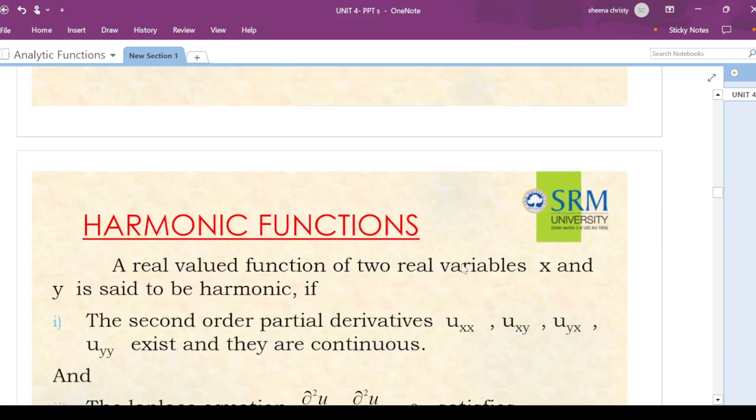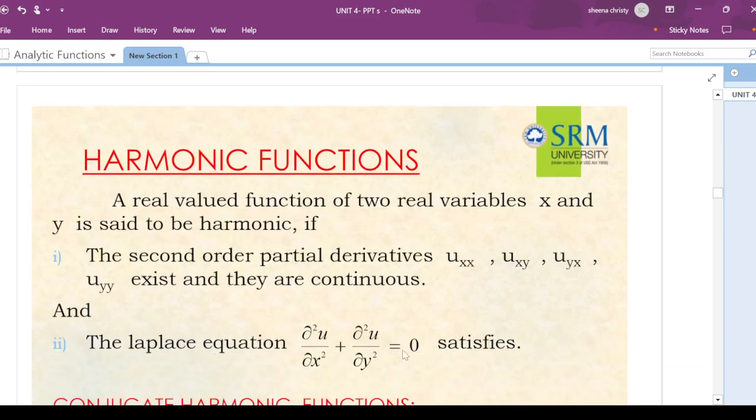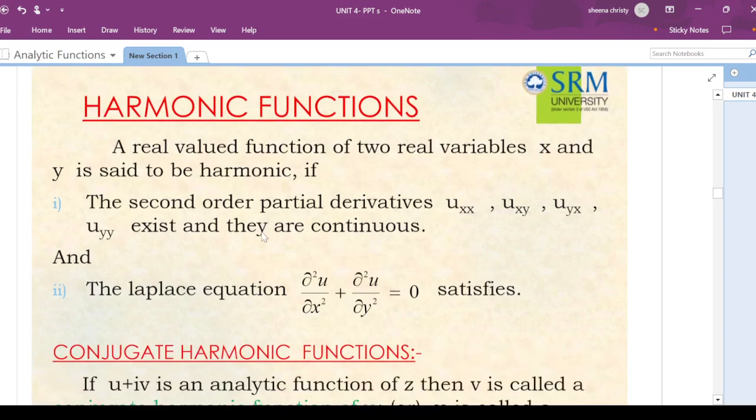A real valued function of two real variables x and y is said to be harmonic if the second order partial derivatives exist, that is, ∂²u/∂x², ∂²u/∂x∂y, ∂²u/∂y∂x, and ∂²u/∂y² exist, and they are continuous. And if they satisfy the Laplace equation, then we can say that the real valued function of f of z is satisfying the harmonic equation.